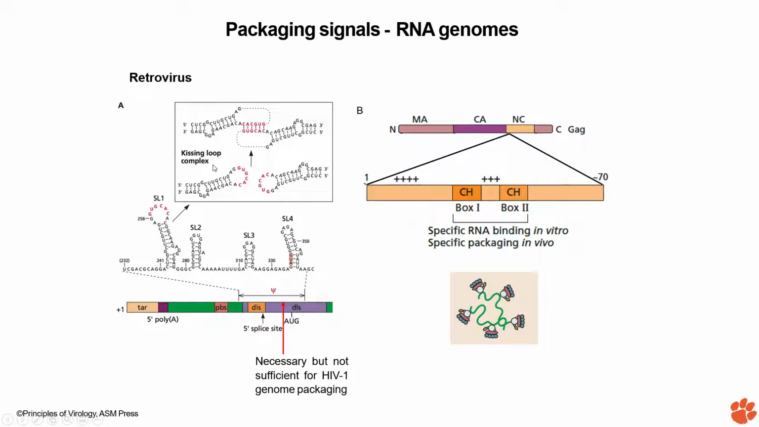SL1 is the kissing loop complex, which basically helps in the dimerization of the 2 RNA molecules. See that they are connected right here, and this dimerization domain is formed by these kissing loop structures, two of them coming together. So that's your packaging signal. Again, remember that I did not go into the individual ones, but just the overview of where the packaging signal lies, and that it is recognized by the nucleocapsid protein to enwrap those.